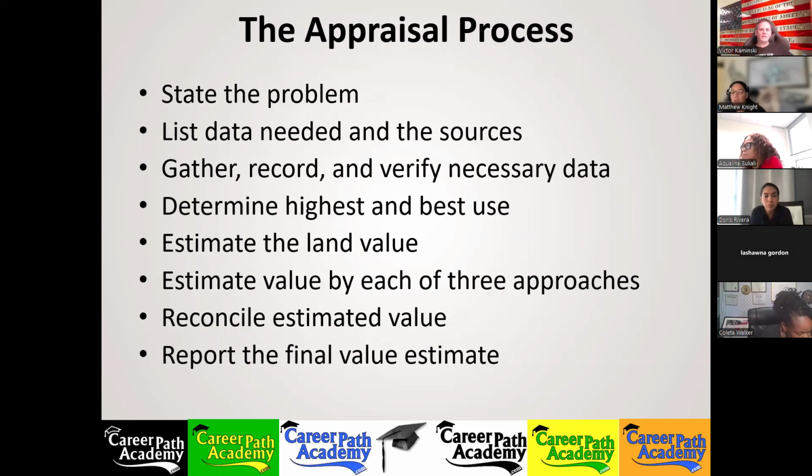what are the three approaches to value? Cost approach, sales approach, and one more. Income. So sales comparison approach, the cost approach, and the income approach to value. Then we reconcile the estimated value. Reconciliation means what? What is reconciliation? When you apply more than one of the three approaches to value to the same property. And then you report the final value on the report.